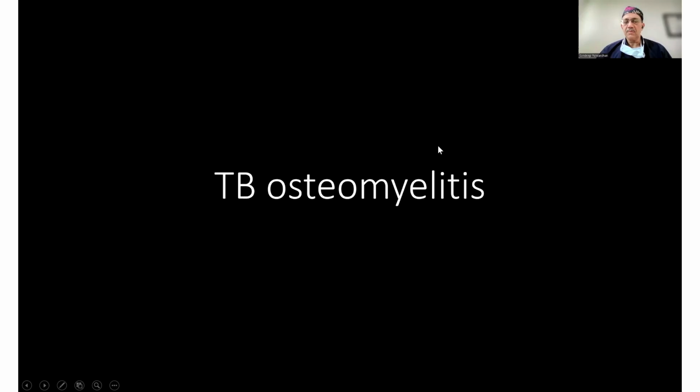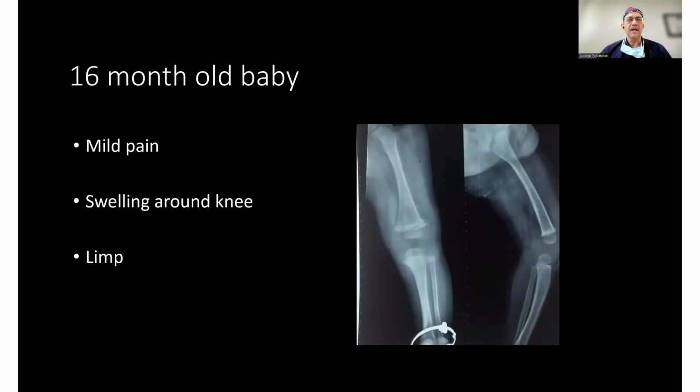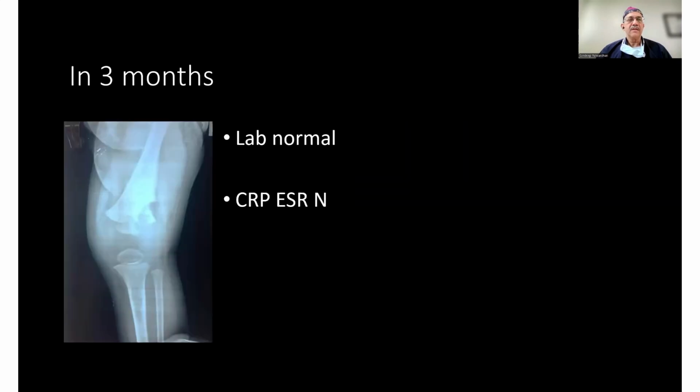Good morning. This is Dr. Patwardhan from Pune, and I'm presenting this case on tuberculous osteomyelitis. 16-month-old baby came with mild pain and swelling around the knee with a little limp. This was his primary X-ray, which did not show much. But in 3 months, you can see a juxtaepiphyseal lytic lesion.